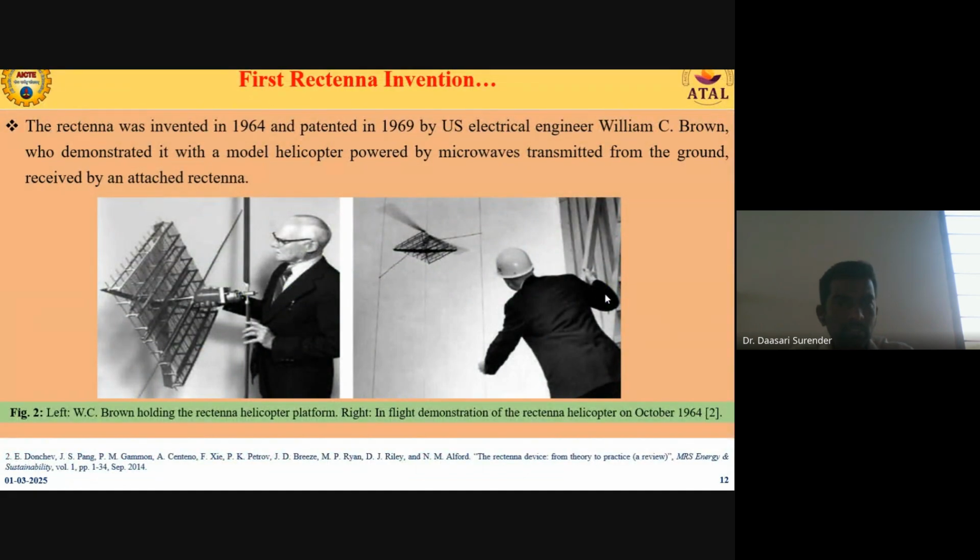And here, the first rectenna invention. The rectenna was invented in 1964 and was patented in 1969 by US electrical engineer William C. Brown. And he demonstrated the rectenna with a model helicopter, which was powered by microwaves transmitted from the ground, received by the attached rectenna. The related images are shown in figure 2.